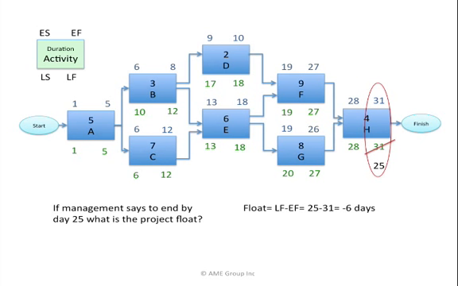Why is the answer negative? Because the plan we created shows the project finishing in 31 days. Management says to finish no later than 25 days. Therefore, if we stay on the plan we have created, we will be 6 days late, a negative 6 days of float.